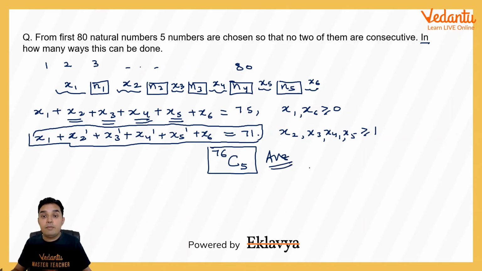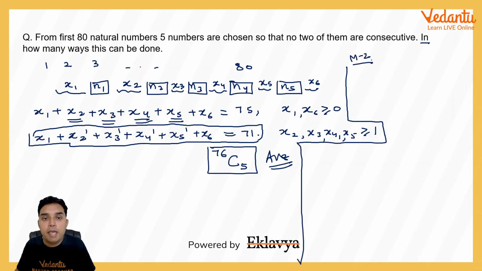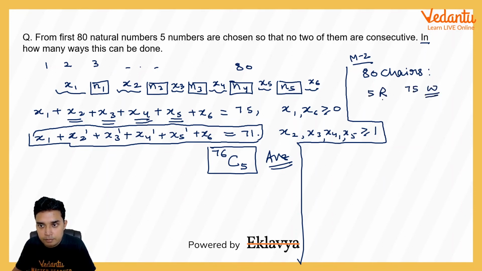Okay, so that is one method. Let me give you one more method for this question. Please understand carefully. This is actually the gap method, and to understand it better, I will just take one analogy. Suppose we are having 80 chairs, in which 5 are red and the remaining 75 are white.